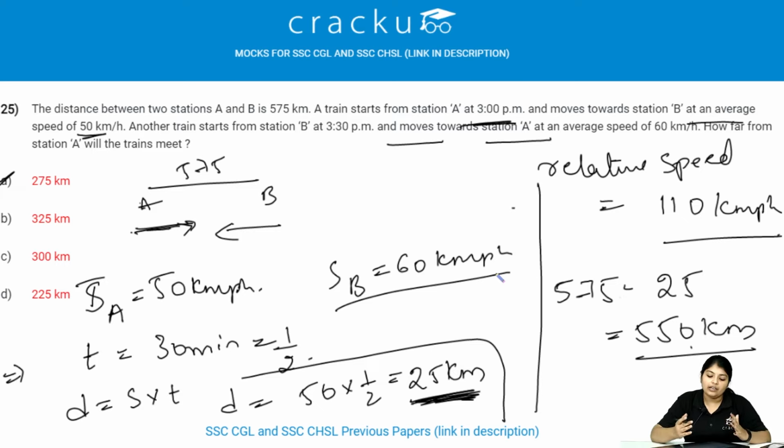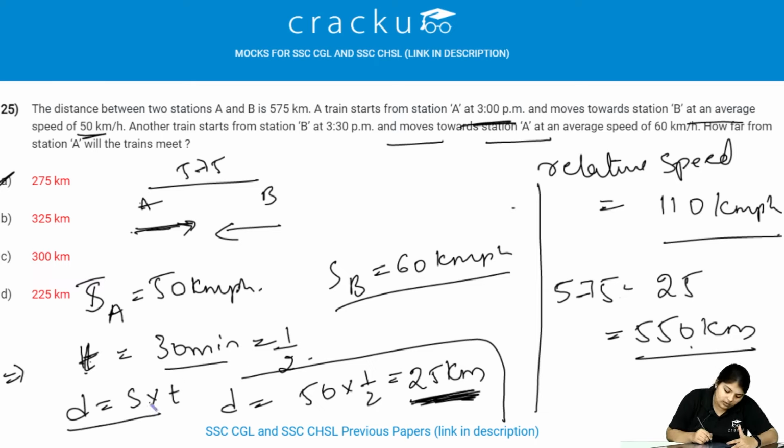Now we need to find how far from station A the trains will meet. So first we have to find how much distance the train has travelled in the first 30 minutes. So 30 minutes is half an hour. So we know that distance is equal to speed into time. We are finding the distance, distance is equal to 50 into half, that is 25 kilometers. In that first 30 minutes, the train has travelled 25 kilometers.